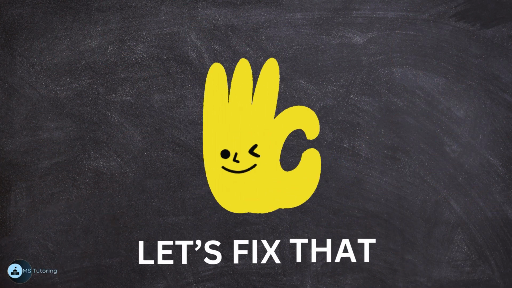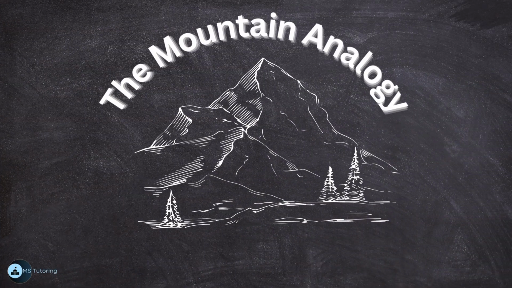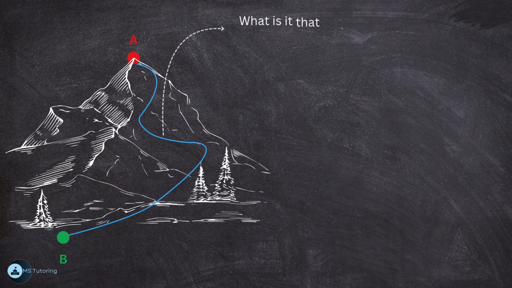So, let's fix that. We're going to take a look at what I like to call the mountain analogy, which will be our way of connecting with the concepts behind all the key terms we need to know across electric fields. Let's say that we're looking at a mountain, with a point A at its peak and a point B at its foot. And let's say that there's a river flowing down this mountain from point A to point B. We can ask ourselves the question, what is it that makes the river flow down from A to B?